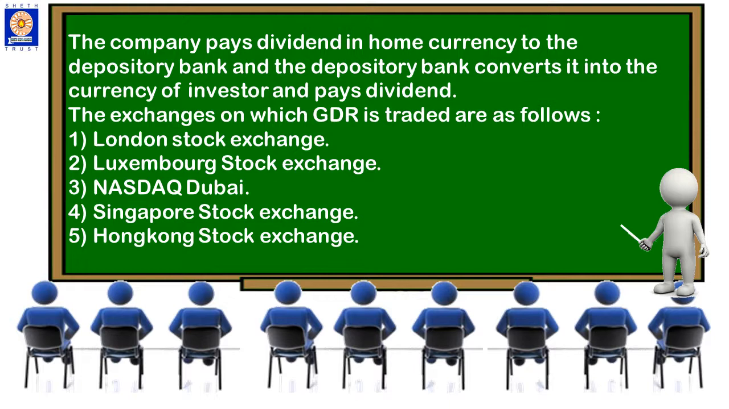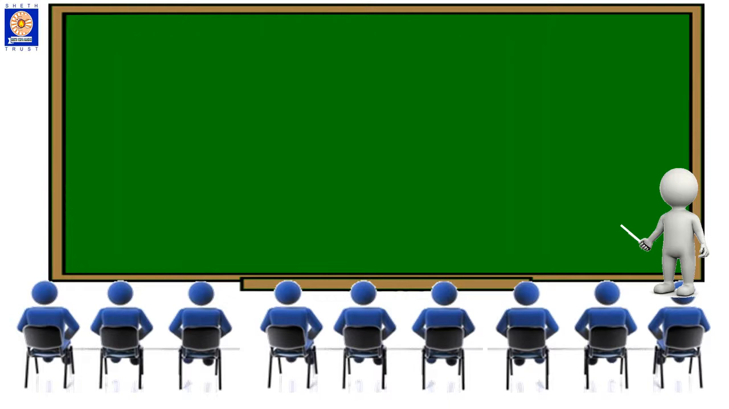even into European currencies for GDR. The exchanges on which GDR, that is Global Depository Receipt, is traded are as follows: London Stock Exchange, Luxembourg Stock Exchange, Nasdaq Dubai, Singapore Stock Exchange, Hong Kong Stock Exchange.